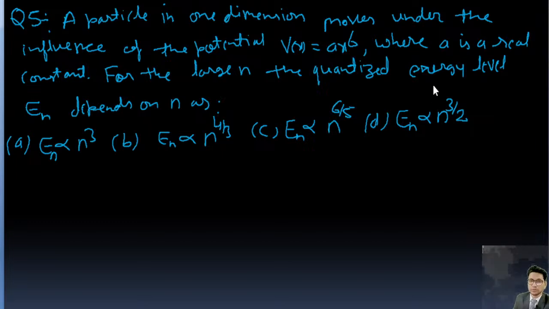Okay guys, so we'll read the question. A particle in one dimension moves under the influence of the potential V(x) equal to A x to the power 6, where A is a real constant. For large n, the quantized energy level E_n depends on n as.